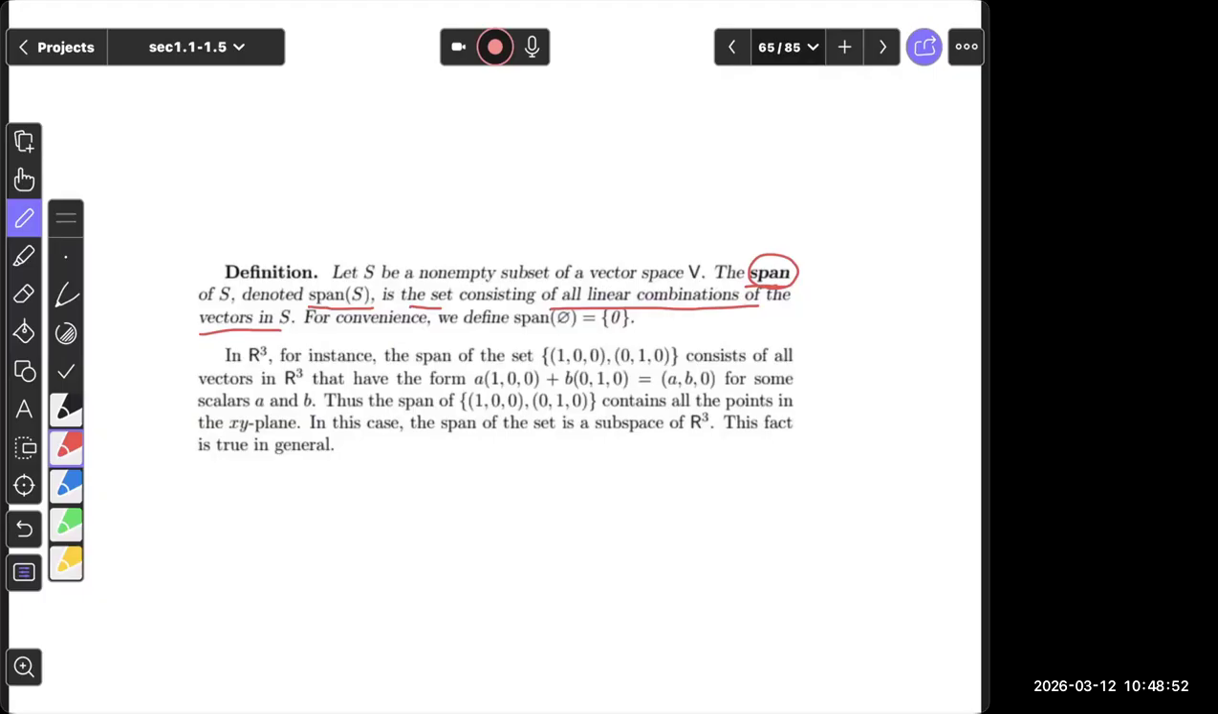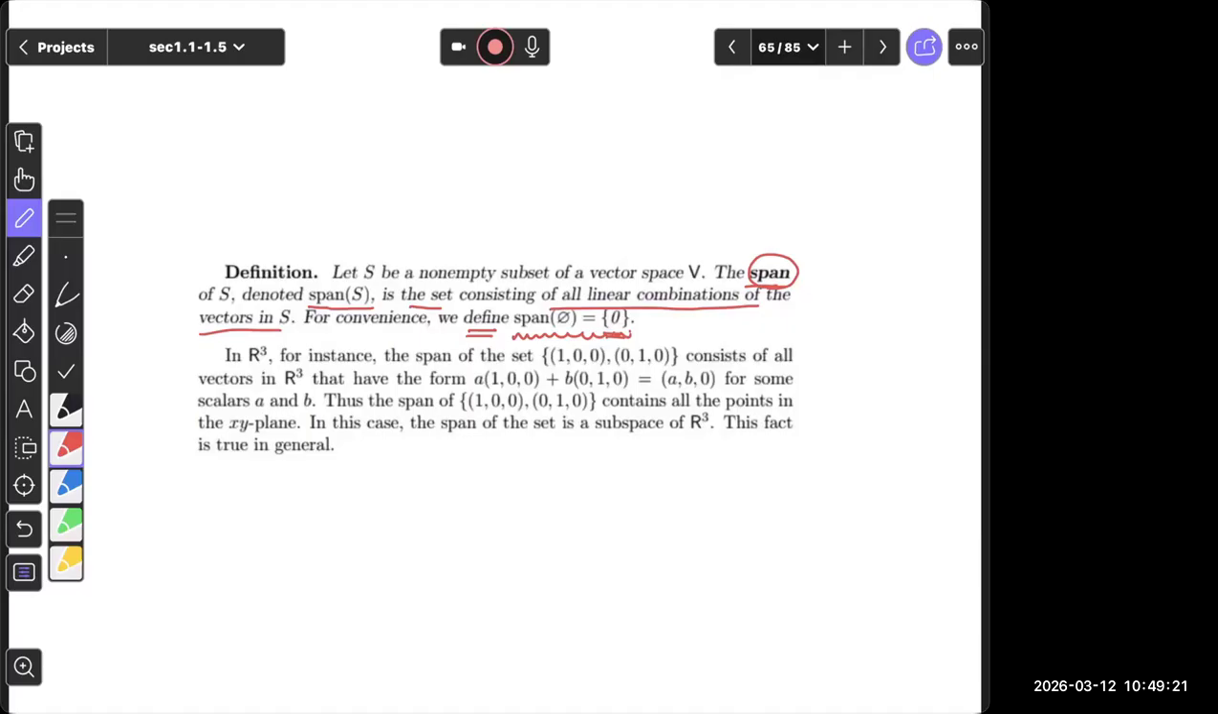And then we define the span of an empty set to be the zero space. So this is what the span of an empty set is. This is the definition: we define the span of an empty set to be the zero space.